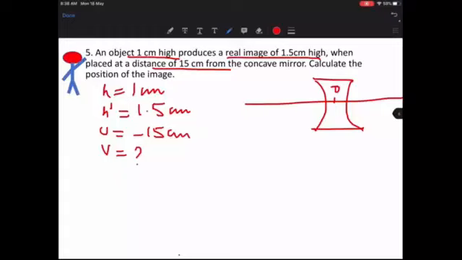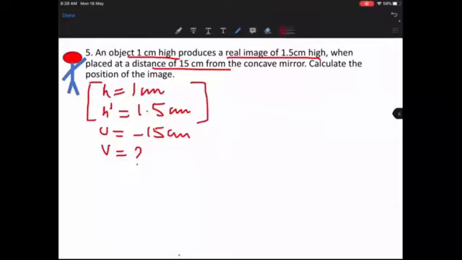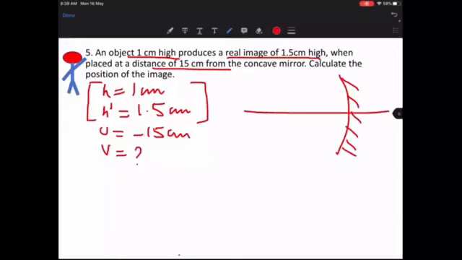So now H is given, H dash is given, U is given. You have U, you do not have V. You also do not have your focal length. So I told you, whenever there is no focal length, there should be something which can help you in calculating the focal length. So look at these two. You are already given H and H dash. This question is very similar to what we actually did. It is actually not a lens, it is a mirror. So concave mirror. Let me just draw the mirror.